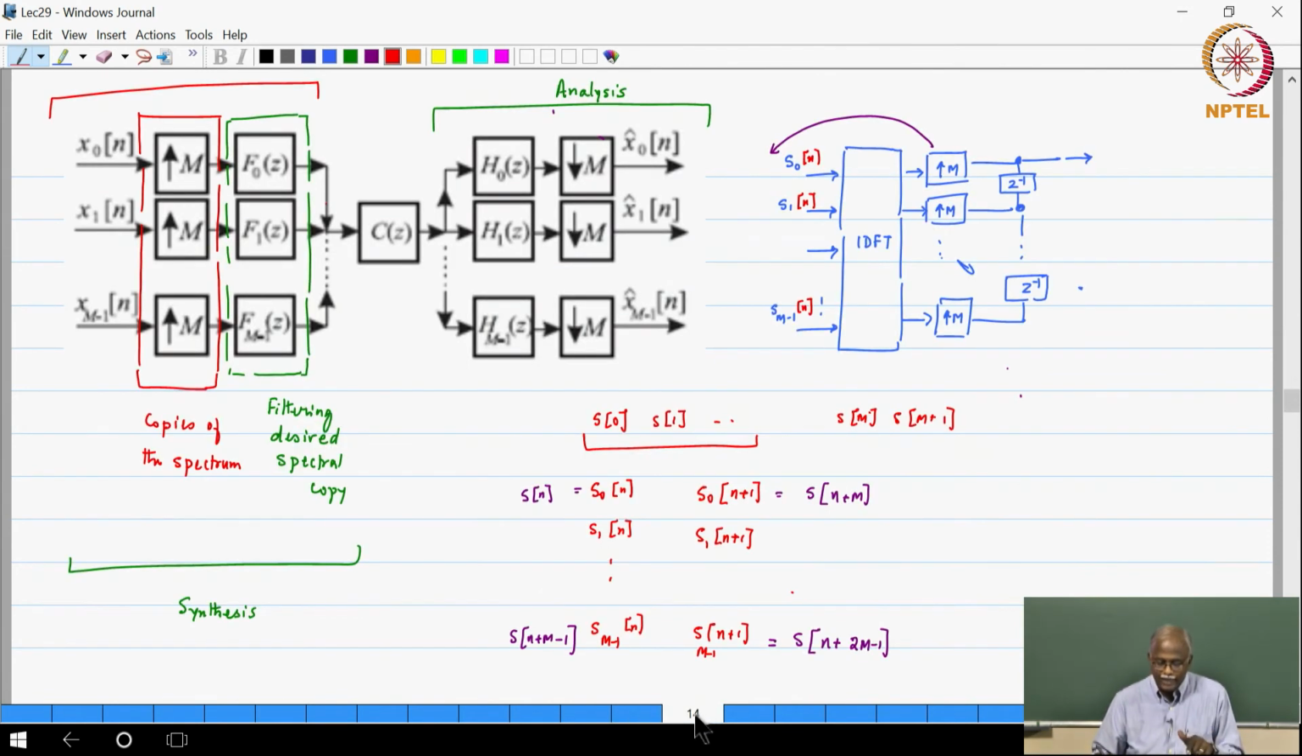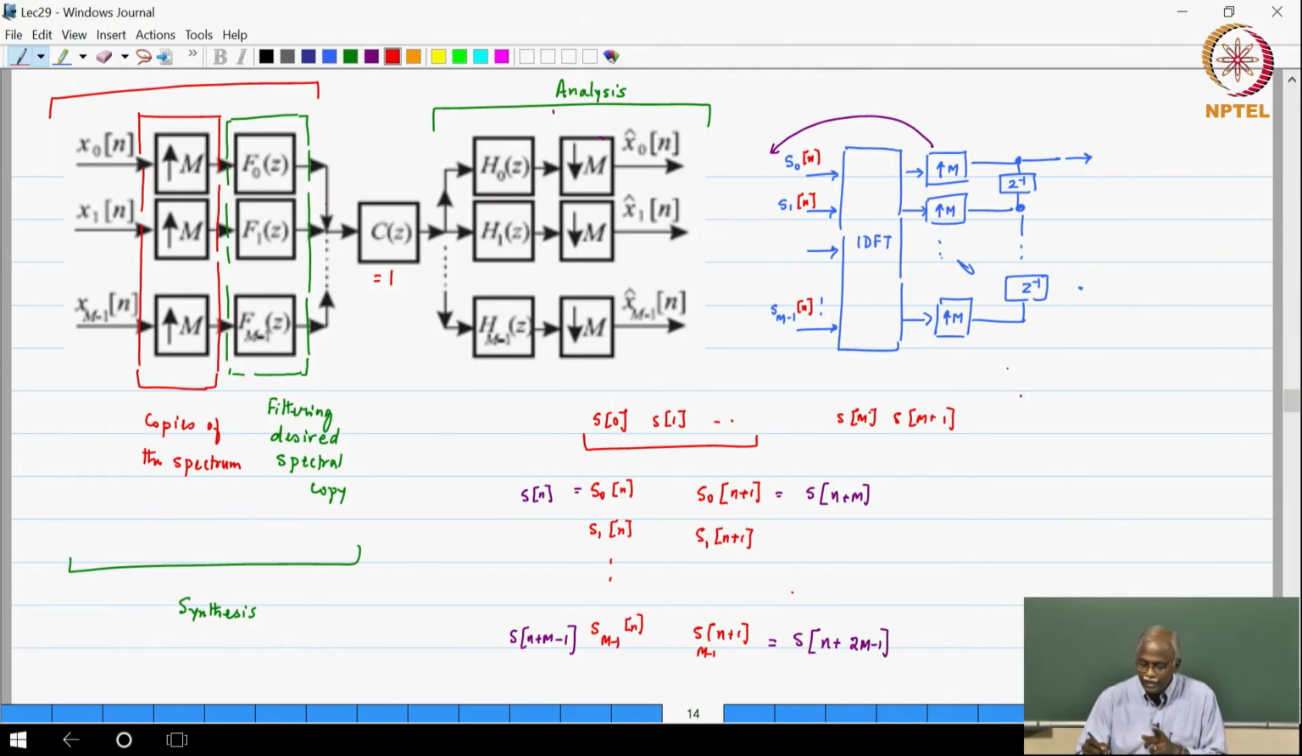Now, moving quickly into the filter bank portion, the first step was to look at the transmultiplexer. The transmultiplexer has the synthesis filters in the beginning, followed by the analysis filters. We took the case where C of z is equal to 1, so nothing is happening in the channel. The upsampler produces copies of the spectrum, and the synthesis filters pick out the desired copy of the input signal.